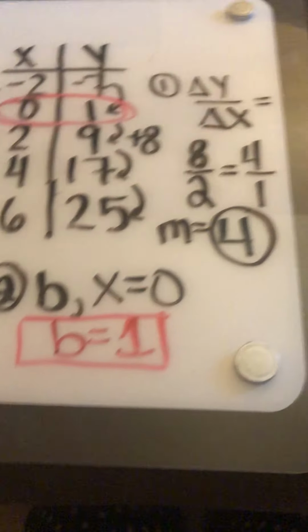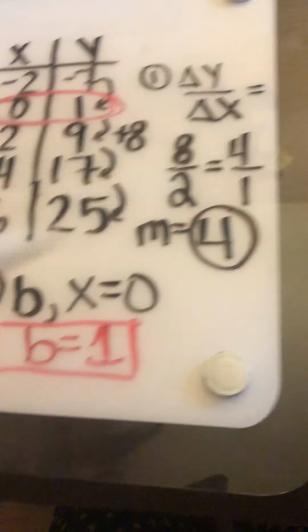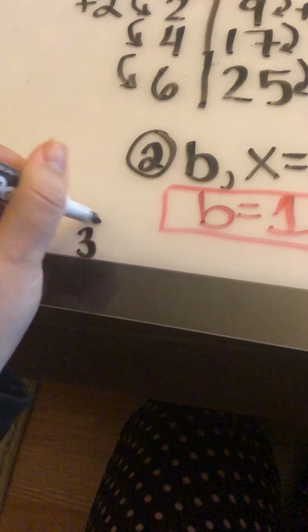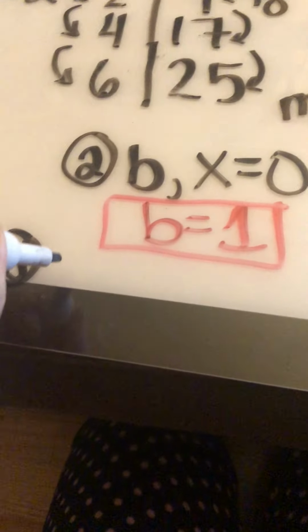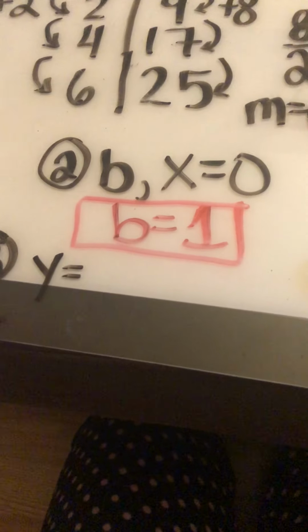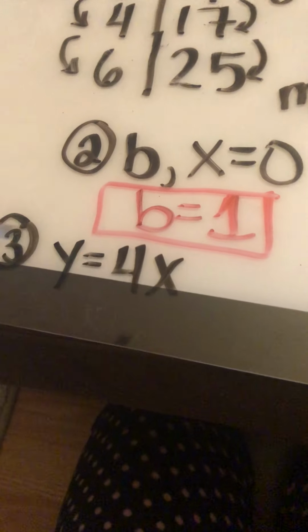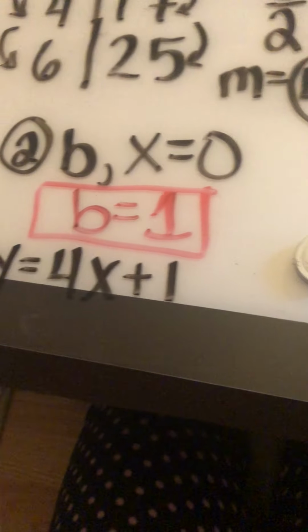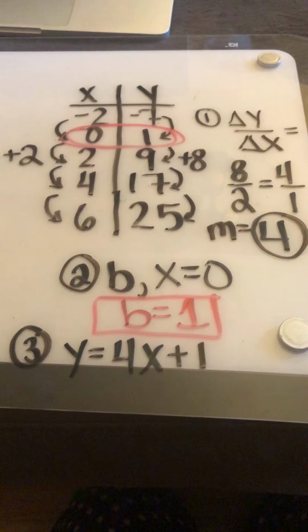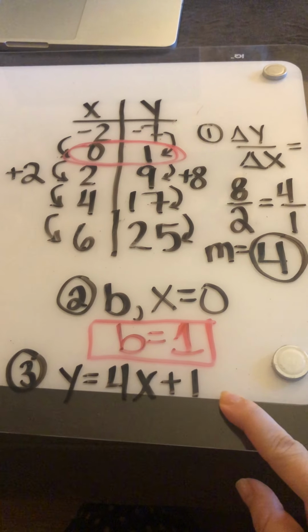Okay? So we have our m, we have our b, and then the last thing you do, step 3, you write your equation. And your equation would always be in the form y equals mx plus b. So we're going to plug in our values. I'm going to write y equals, m is 4, so y equals 4, x always follows the m, and then b is 1, so plus 1 because it's a positive 1. And that's it, okay?